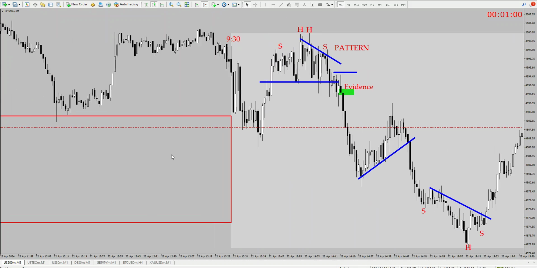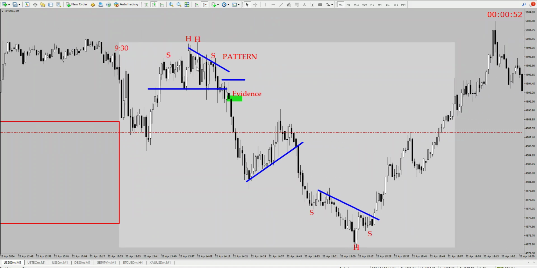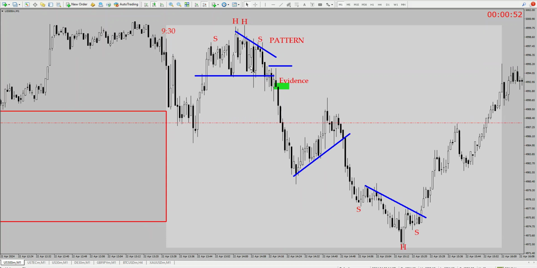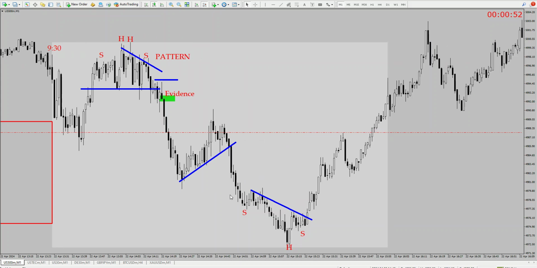Criteria 1, identify trap volume before the session. Criteria 2, wait for the equity opening time. Criteria 3, identify trap volume during the session. We use chart patterns for this, and then when they give you an engulfing candle, that's where we execute. And then yes, they went down.